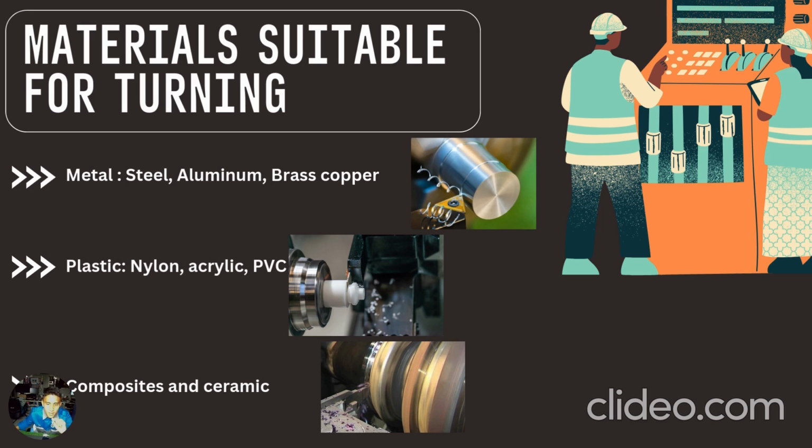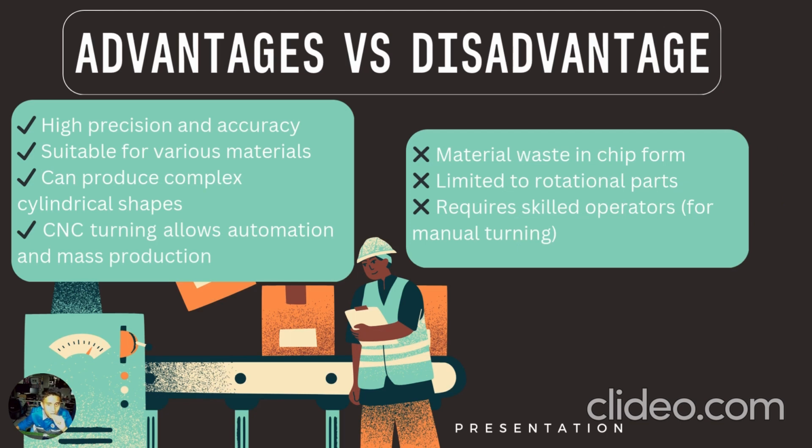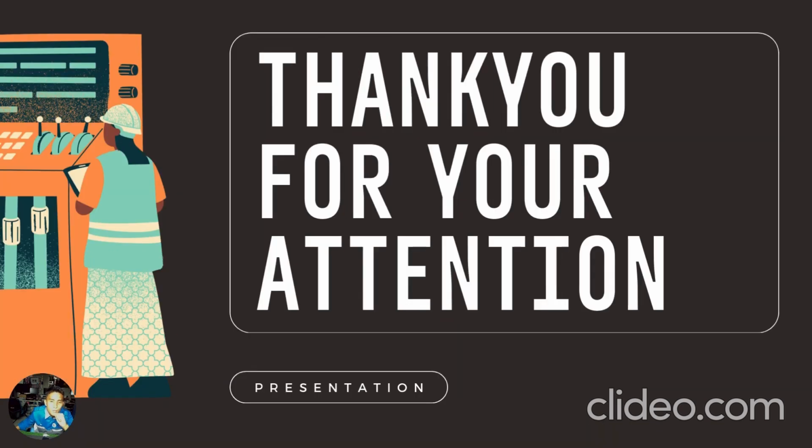And last, I will explain about the advantages and disadvantages of this process. For the advantages, turning process has high precision and accuracy, is suitable for various materials, and can produce complex cylindrical shapes. It also allows automation and mass production. For disadvantages, this turning process will have material waste in chip form, is limited to rotational parts, and requires skilled operators for manual turning. And that's all from me.